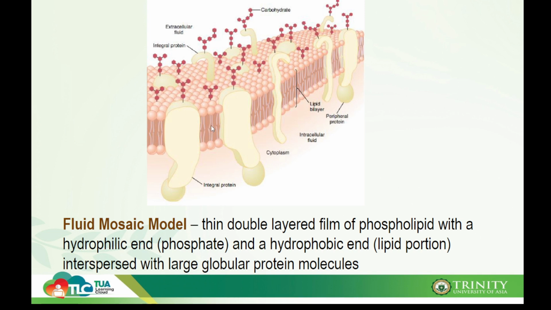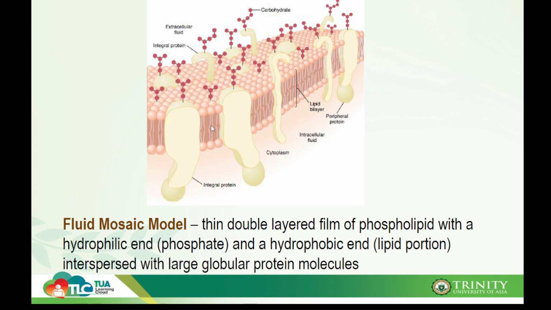In order for us to better understand, I would like for you to imagine a sandwich. Imagine a sandwich with bread on top, ham in the middle, and then another bread at the bottom. In this diagram, think of our hands as water. When we want to eat the sandwich, we definitely have to hold the sandwich on the top bread and at the bottom bread. This means that the top bread symbolizes the phosphate.